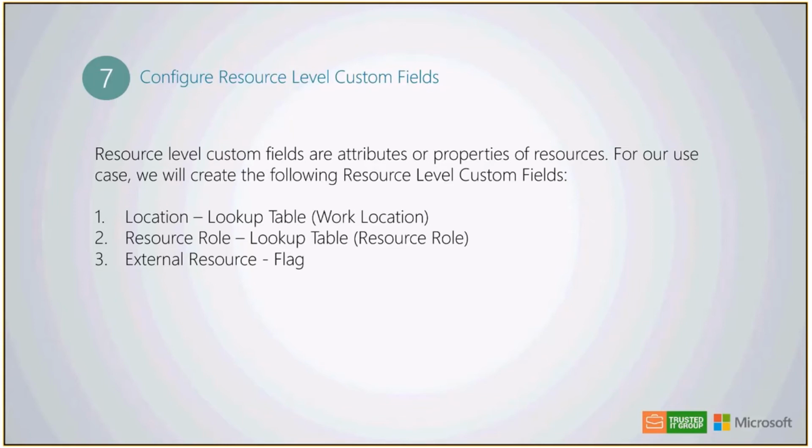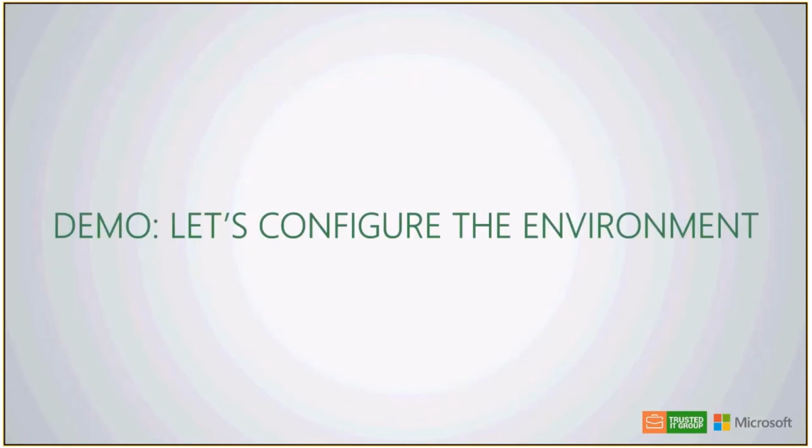Location, which we're going to leverage our lookup table for work location. Resource role, we're going to be leveraging the lookup table for resource role. And then external resource, where we have a flag, we're going to be able to select someone as an external resource. So now we have nothing left to do but configure the environment.